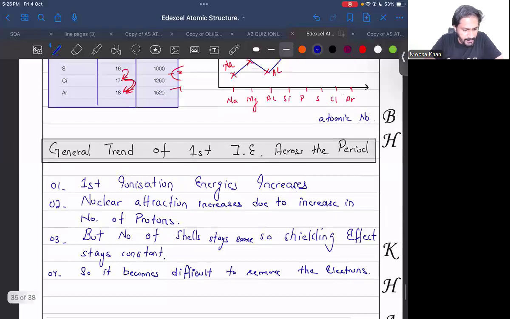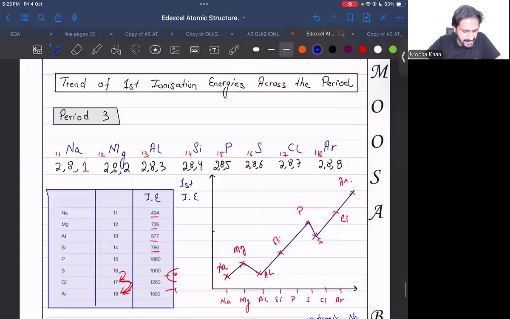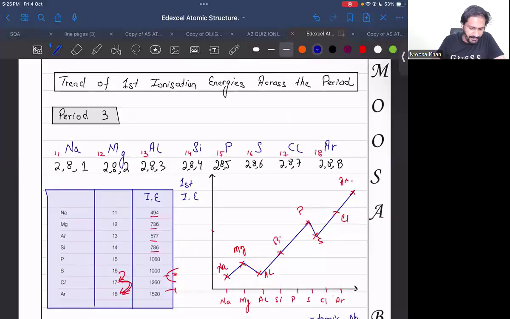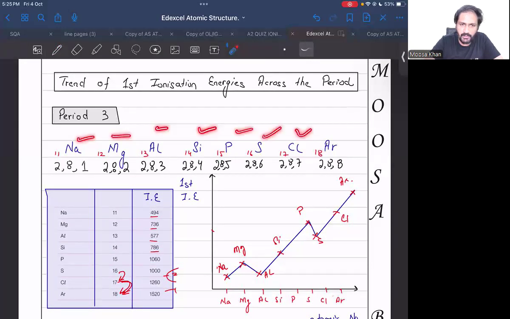Okay, if you closely see the values of first ionization energy across the period, let's consider an example of period 3. Period 3 has sodium, magnesium, aluminum, silicon, phosphorus, sulfur, chlorine, and argon. The first ionization energy of sodium is 494, for magnesium is 736. We have just established that across the period, the values of first ionization energy should increase, and they are increasing.